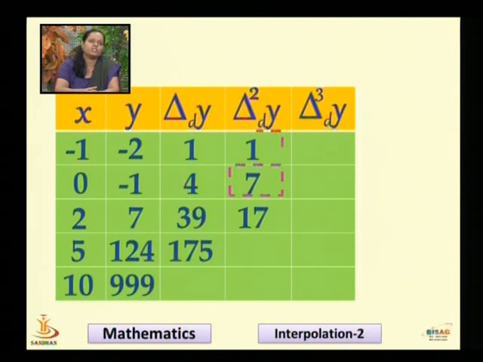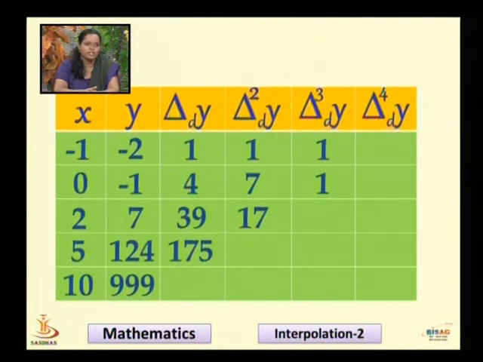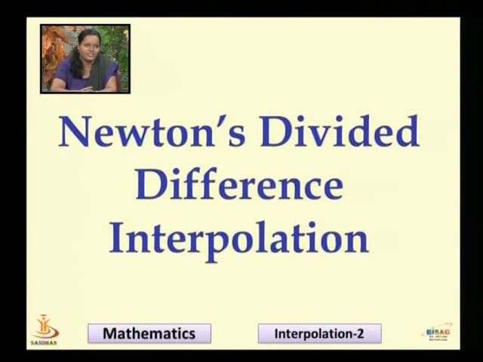At the first point, it is 7 minus 1 divided by 5 minus minus 1, that is 1. 17 minus 7 divided by 10 minus 0, the answer is 1. Let's construct the fourth order divided difference at the first point, that is 1 minus 1 divided by 10 minus minus 1, that is 0. So, this is the divided difference.